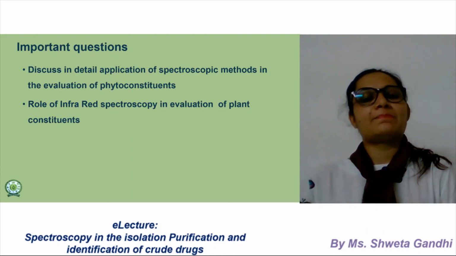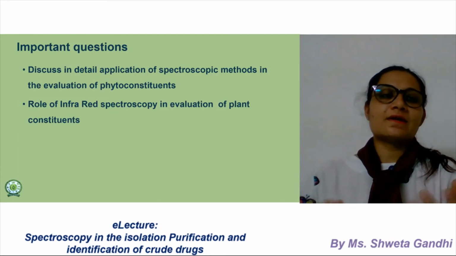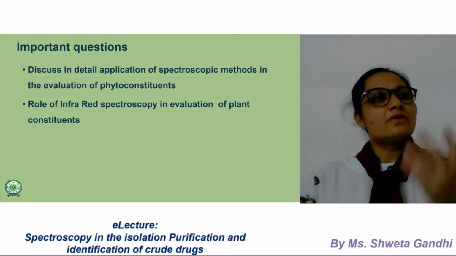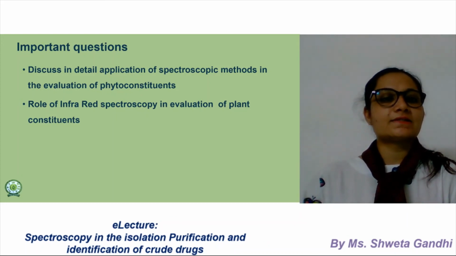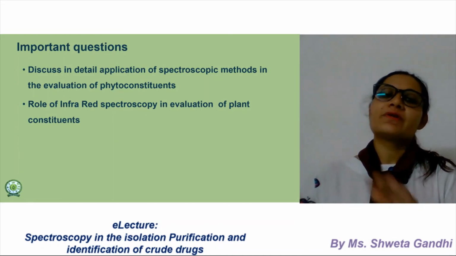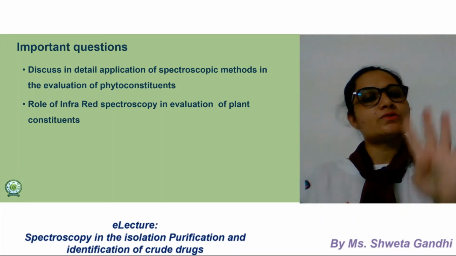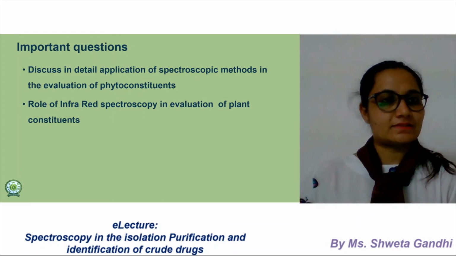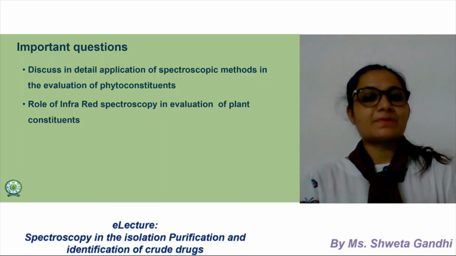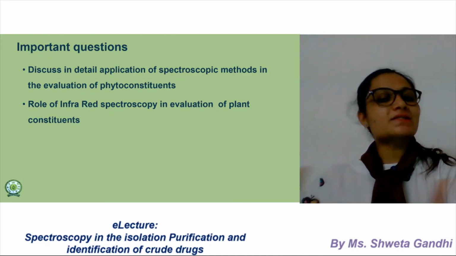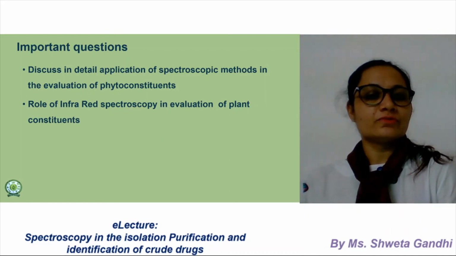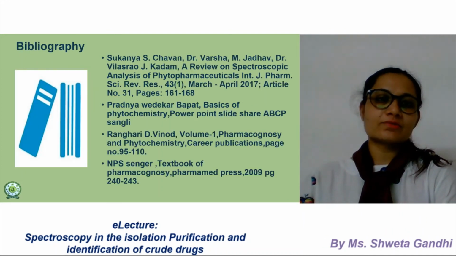What are the important questions you have to cover for these topics? Discuss in detail the different applications of spectroscopy. An exam question may come like this: what are the different applications which can be used for the analysis of phytoconstituents? So if any question comes regarding spectroscopic analysis, you can write these four methods. Then the role of IR spectroscopy separately can also be asked. Mass spectroscopy separately can also be asked. So you should all be ready for these questions.